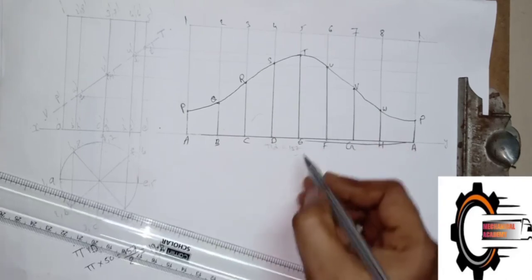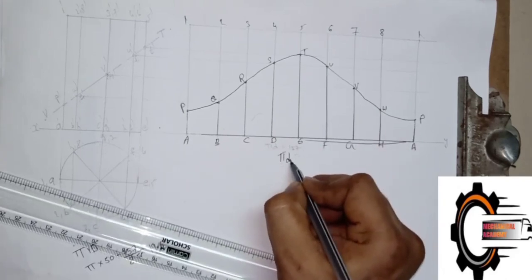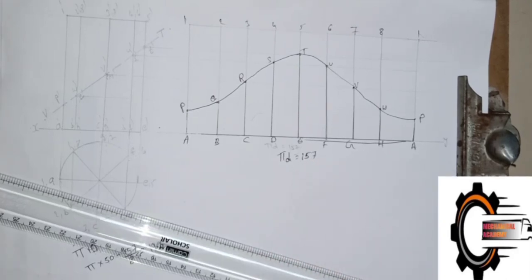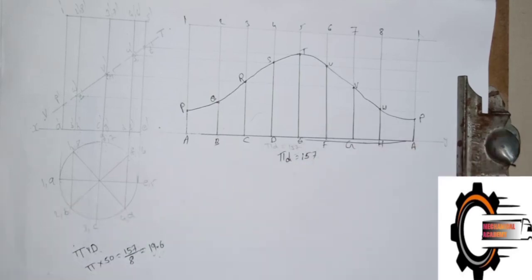Now here we give pi d is equal to 157. You should write this here. So this is the entire diagram of the projection of the cylinder. I hope you understand the problem.